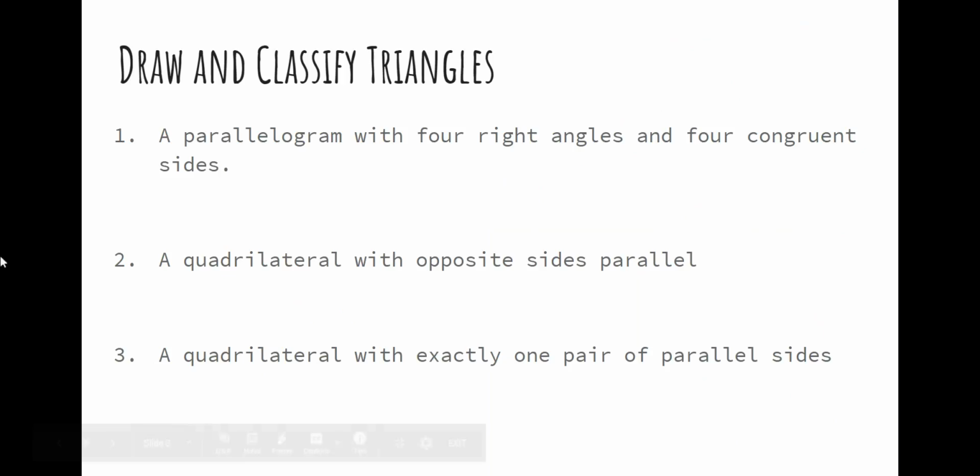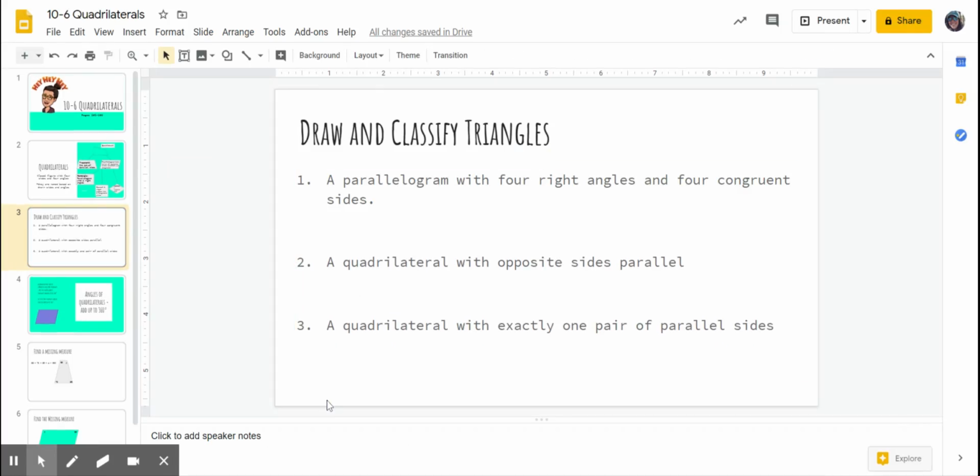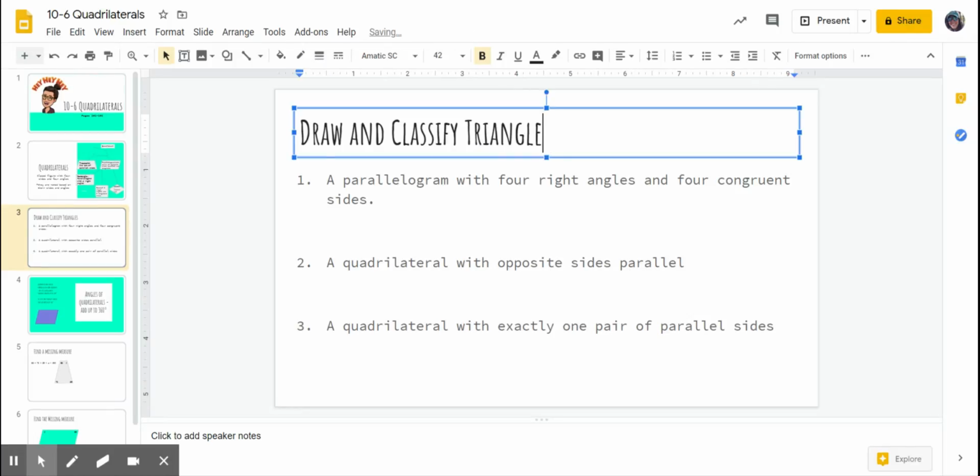So going to this next slide, you are getting into drawing and classifying, and this should say quadrilaterals, not triangles. I was thinking about triangles.